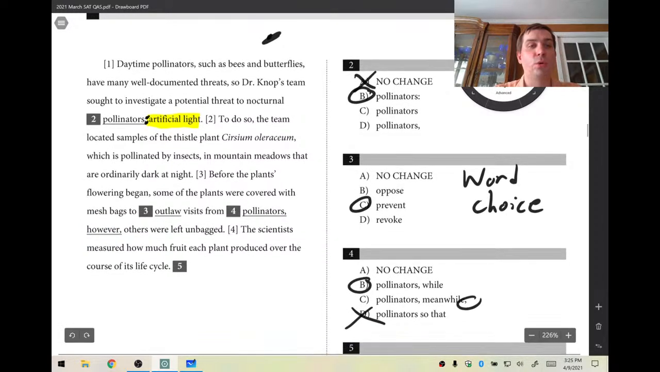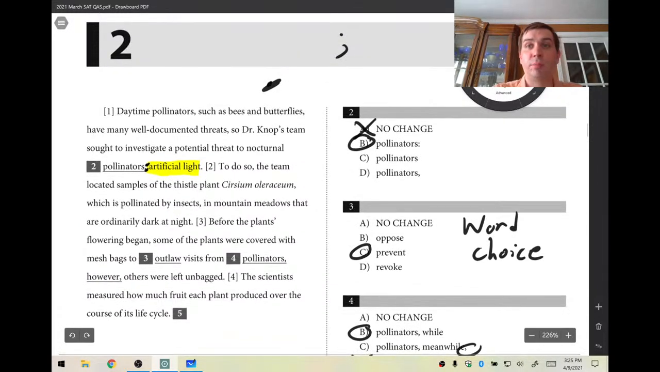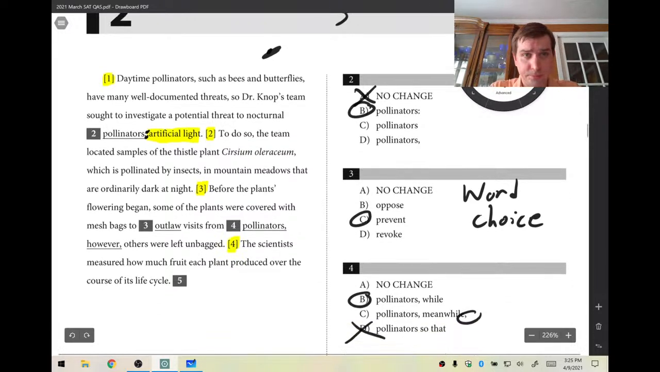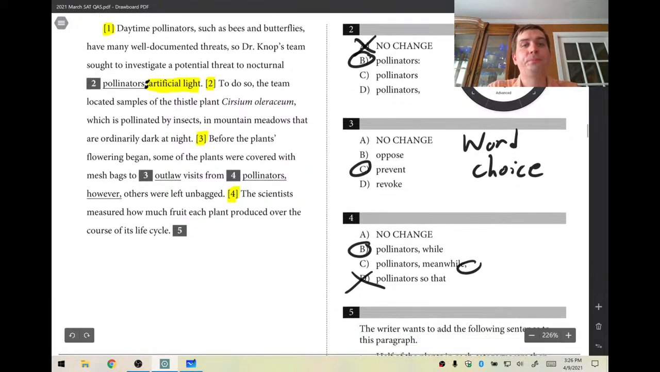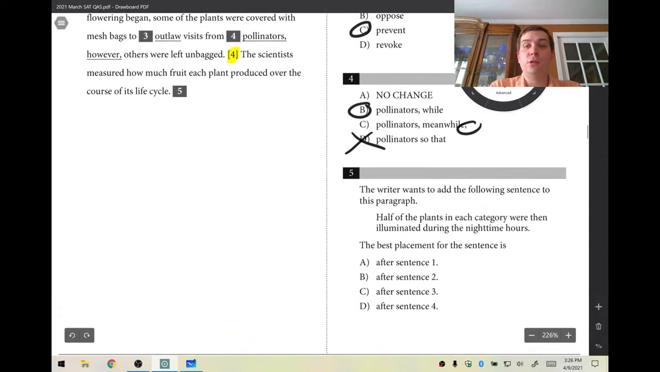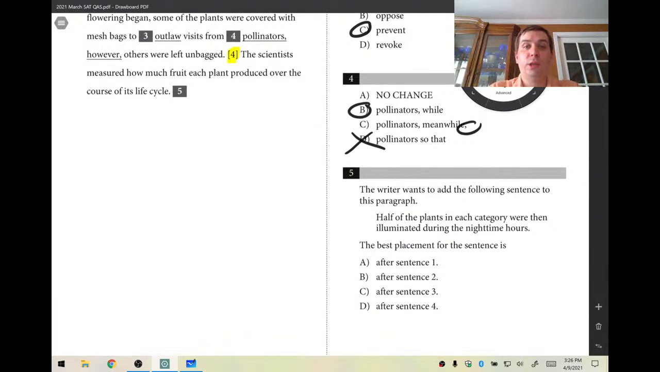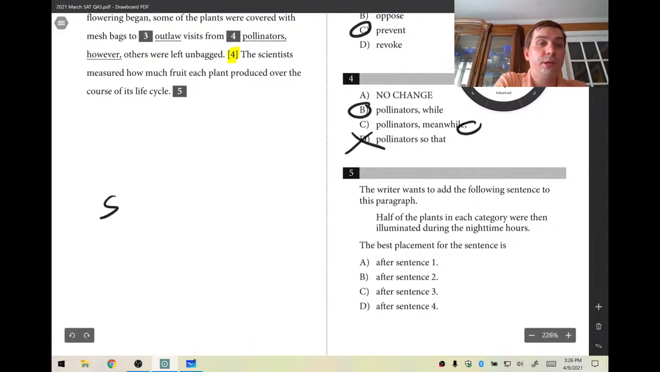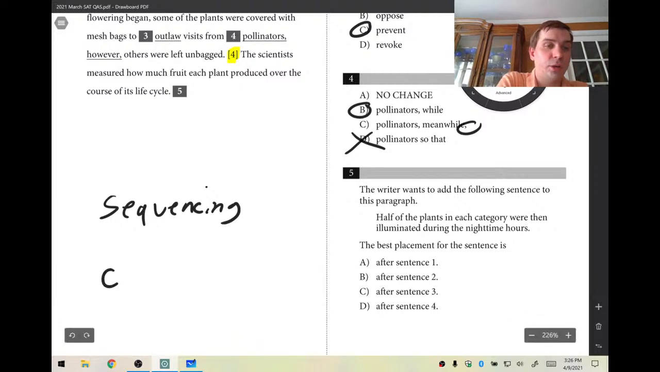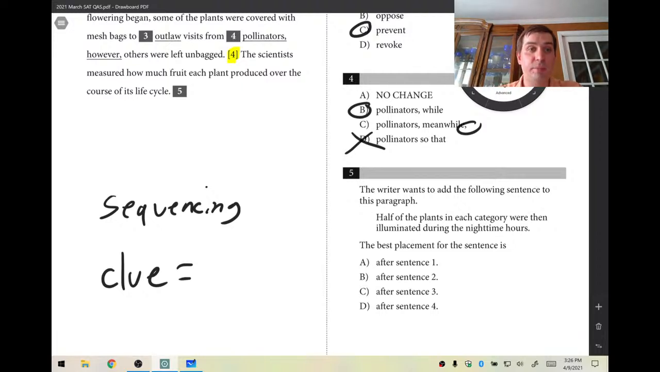to tell us the order of these sentences. That's what these bracketed numbers are here. This is sentence 1, sentence 2, sentence 3, sentence 4. So we have to figure out where this new sentence goes within the paragraph. And for a sequencing question, such as this, I like to say that the College Board always gives you a clue. They always give you a clue within the sentence as to where it lives within the paragraph.